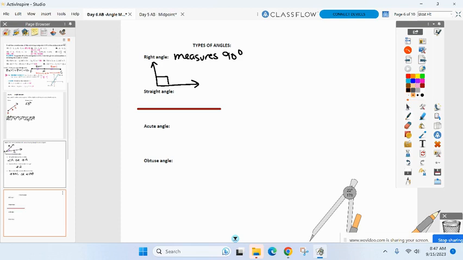Straight angle, ever heard of that one? That's actually a vocab term we've already talked about this year. Straight angle. You know what it is? It's a what? What do I have up here? It's a line, yeah. Anybody know what it measures? Well, 180, right? Measures 180 degrees.